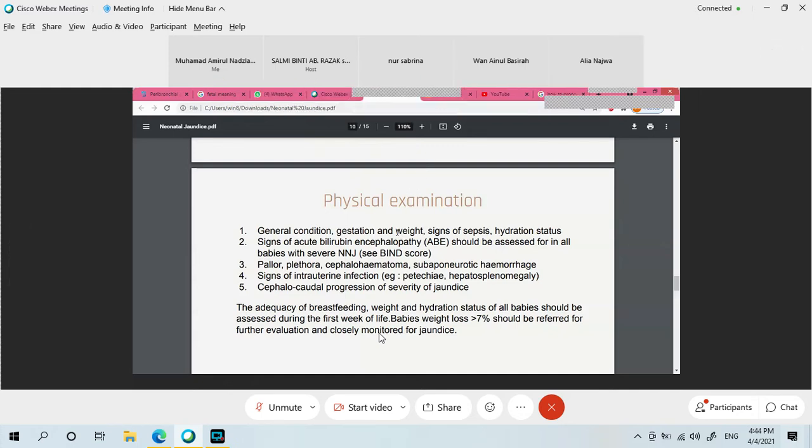So the adequacy of breastfeeding, weight and hydration status of all the babies should be assessed during the first week of life. And then babies with weight loss of more than 10% should be referred for further evaluation and closely monitored for jaundice. Okay, next.